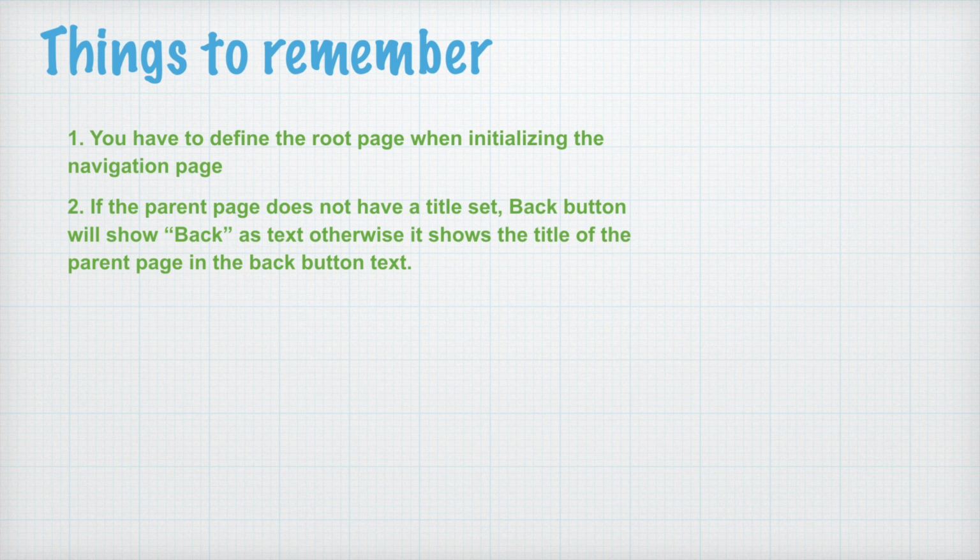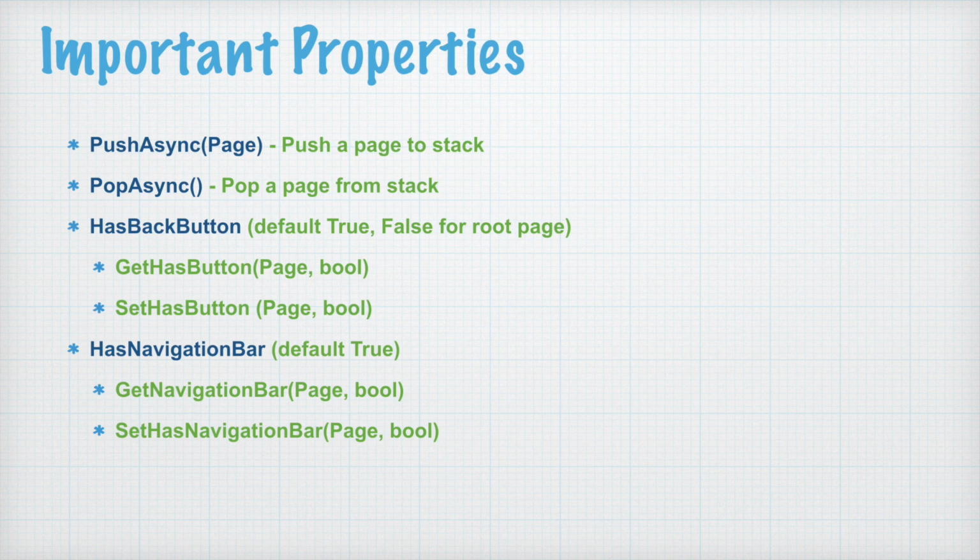If the parent page doesn't have a title set, the back button will show "back" as text, otherwise it will show the title of that. Some important properties we did see already: push and pop, which are used to insert something or to remove something. There are also some more properties, like you can detect if I have a back button or not. The property has back button is a private property you cannot access, but you can access it via these two: get has back button or set has back button.